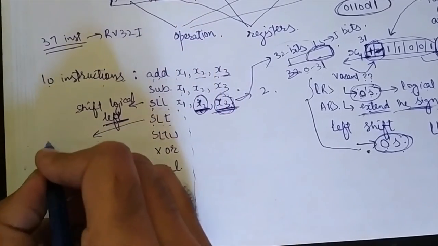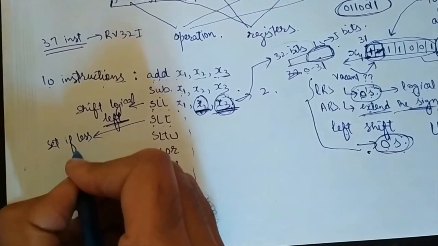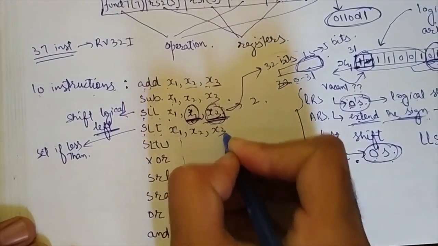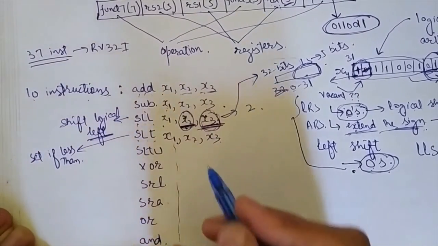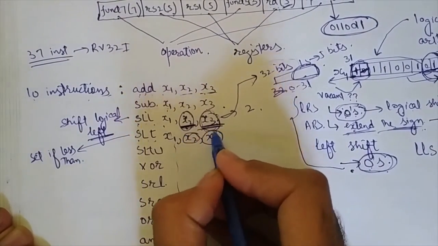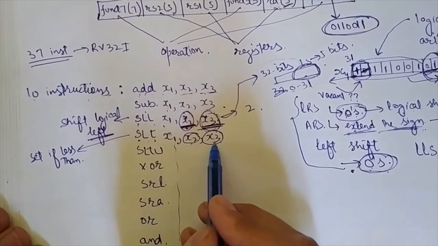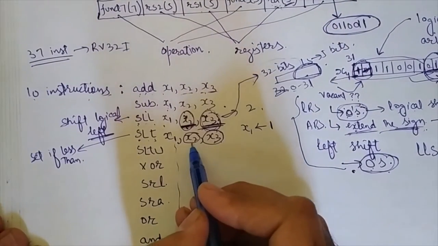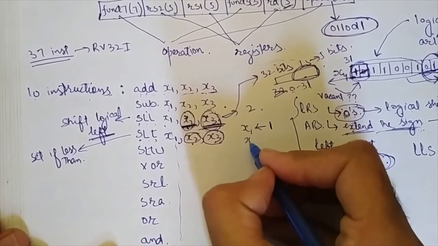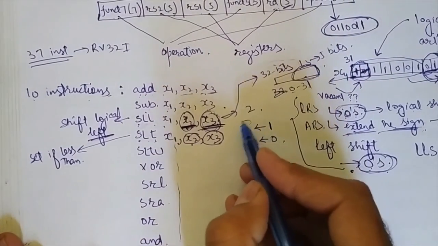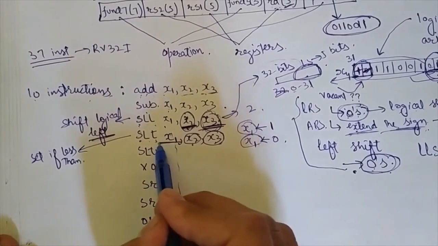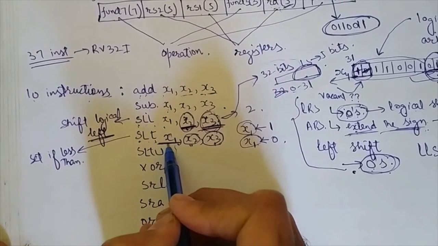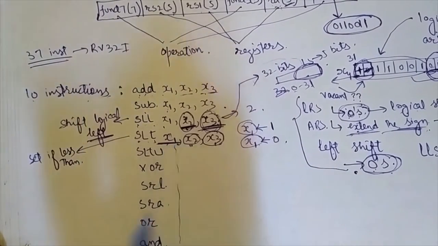SLT is set if less than. What does this mean? Let's say it is X1, X2 and X3. SLT X1, X2, X3. It will check if X2 is less than X3. If X2 is less than X3, then X1 will get value 1. However, if X2 is not less than X3, then X1 will be 0. X1 is our destination. So we are setting the value in X1 only if X2 is less than X3. Otherwise, we are keeping the value equal to 0 in X1.